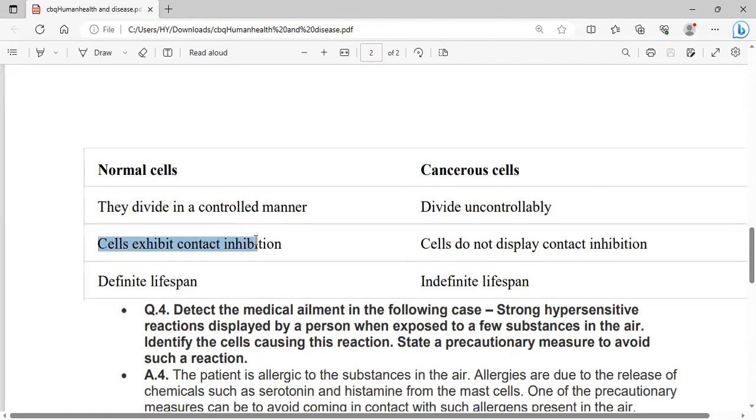Normal cells exhibit contact inhibition, but cancer cells do not display contact inhibition. It means normal cells, after coming in contact, inhibit their growth.